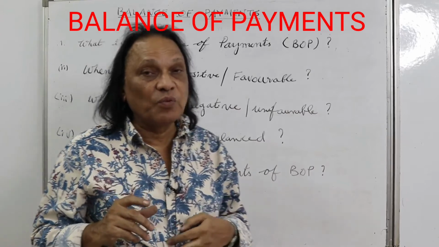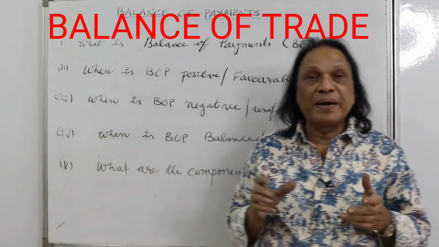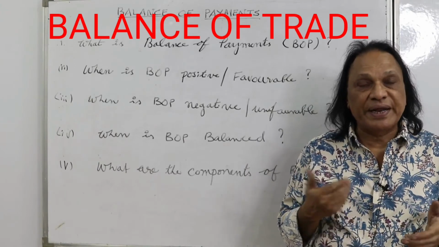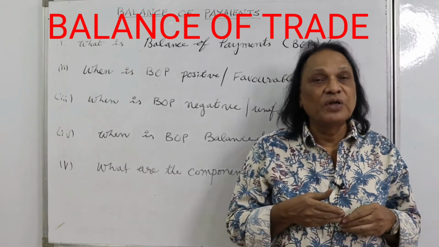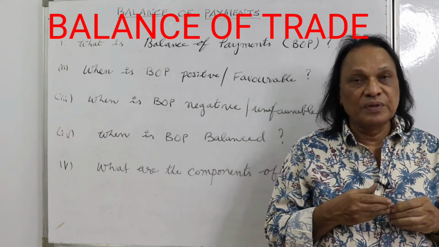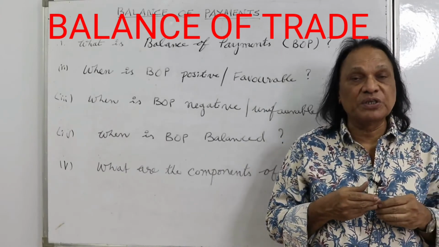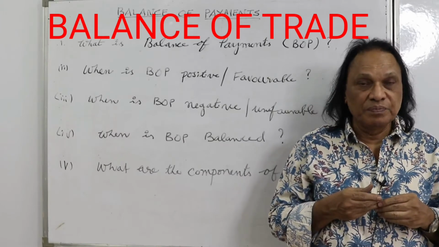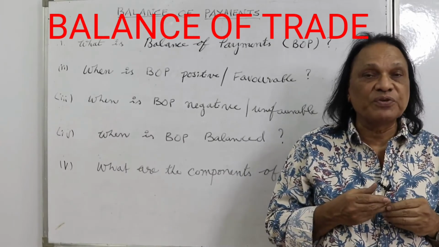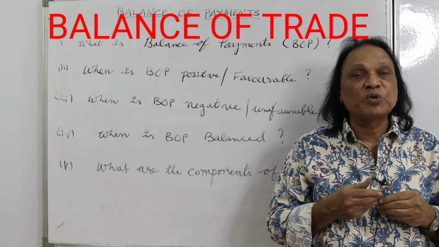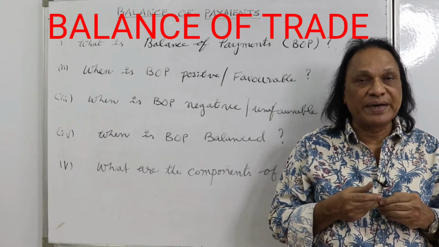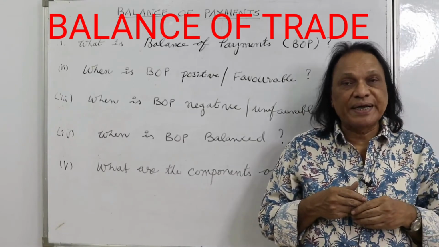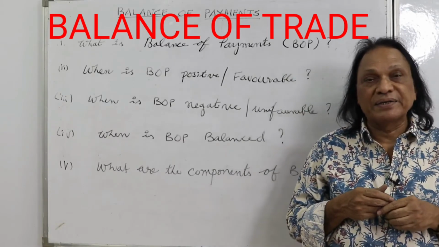We discussed it. What is balance of trade? Balance of trade is the difference between exports and imports of only goods, which are visible items. It's the difference between exports of goods and imports of goods. BOT is equal to exports of goods minus imports of goods, exports of visible items minus imports of visible items. We also discussed BOT can be positive, negative, or balanced.